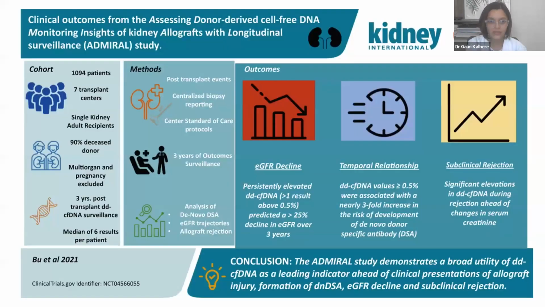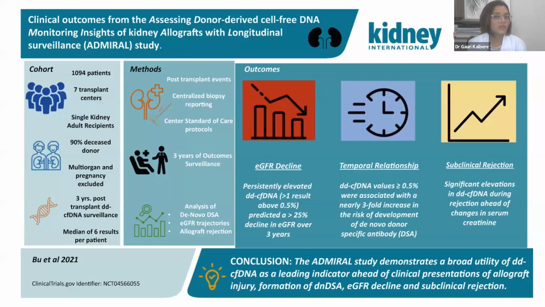Then we move on. Next was the Admiral trial. This was carried out again in the US with 1,092 patients and almost 219 biopsies. And it was published in 2021 by Bu et al. And what did it show? There was a little twist in this trial, in the sense they thought, what else could this data provide, apart from showing rejection? Whether it can show the graft decline over a period. How will we quantify that? In the form of eGFR decline.